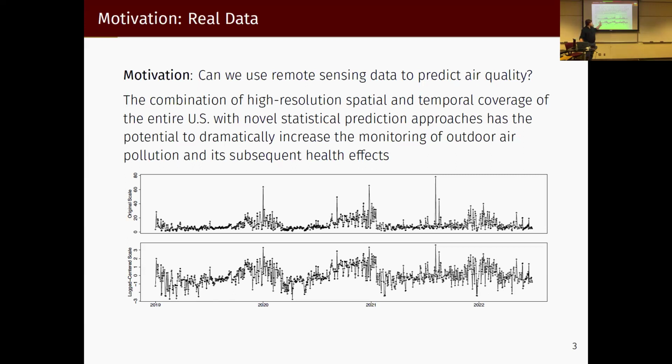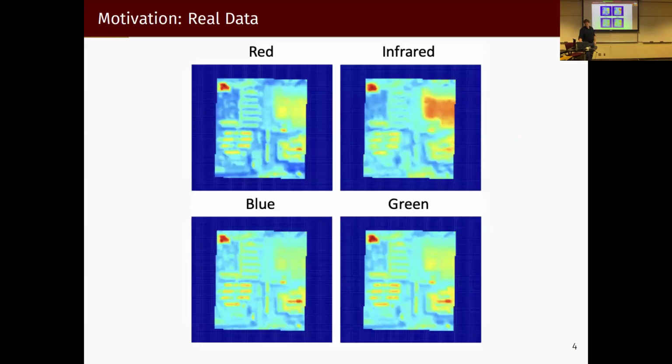So the response looks like this. It's a scalar response for every day. And the covariate information is 4 images. These 4 images are of the same place at the same time, and they're in different light bandwidths. So you have red, near infrared, blue, and green. And all of these images are of the Las Vegas region.